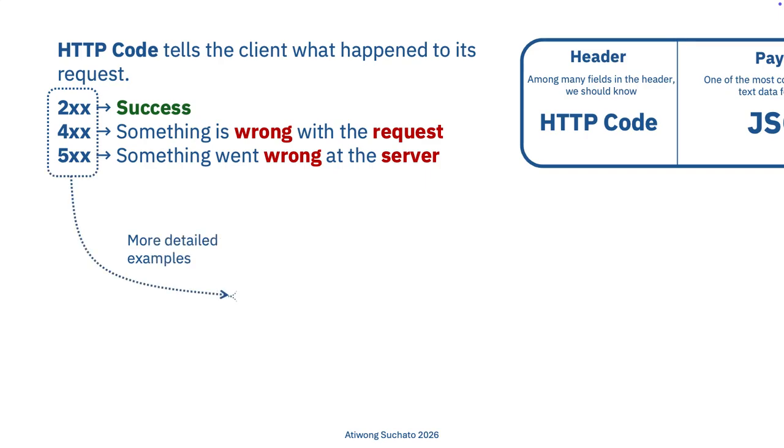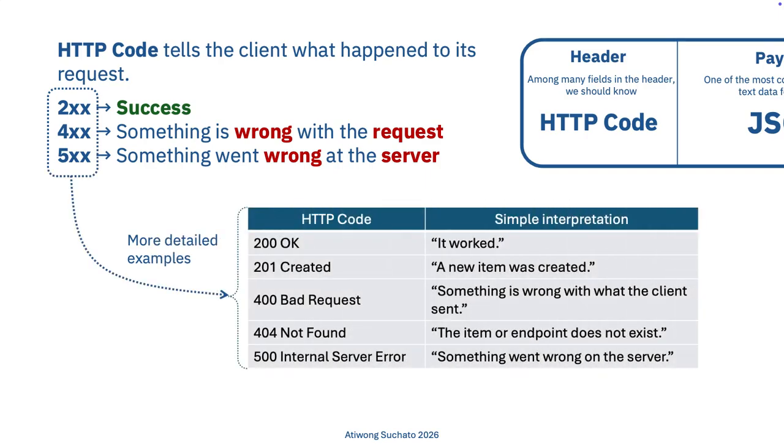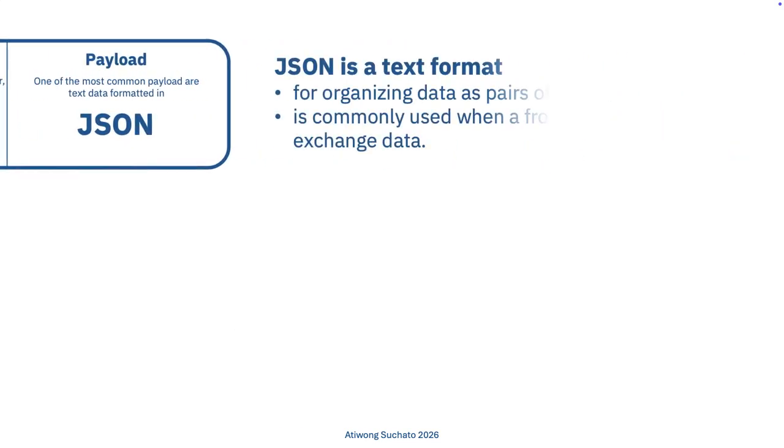A few common examples are useful to recognize. 200 OK simply means it worked. 201 Created means that a new item was successfully created. 400 Bad Request means there was something wrong with what the client sent. 404 Not Found means that the requested item or endpoint does not exist. And 500 Internal Server Error means that something went wrong on the server side. So the status code gives the front end a quick indication of whether the operation succeeded or failed, and roughly why. Now let's move to the payload.